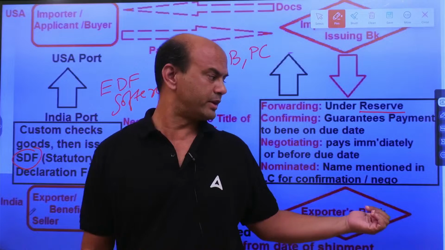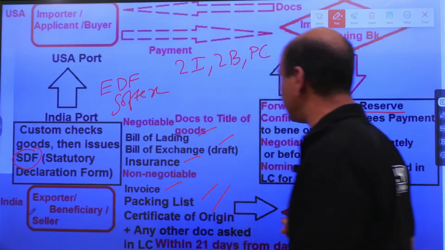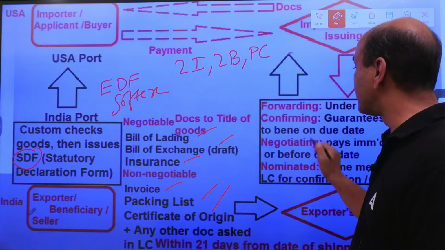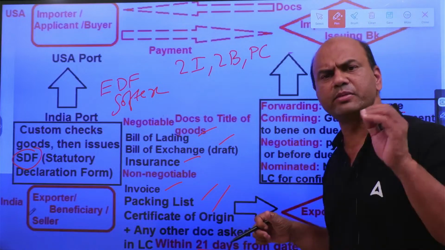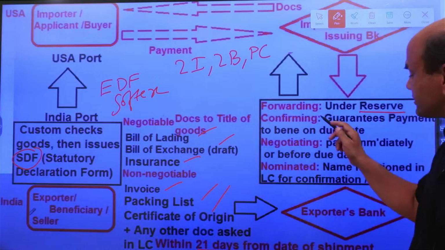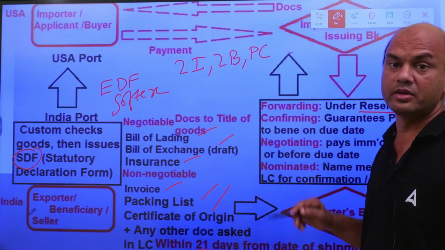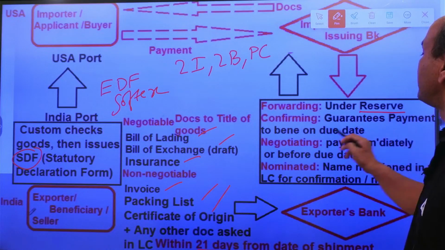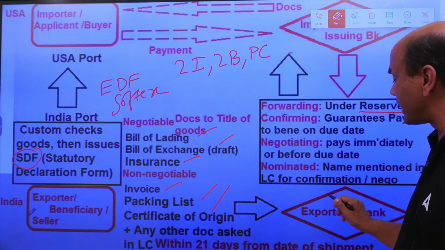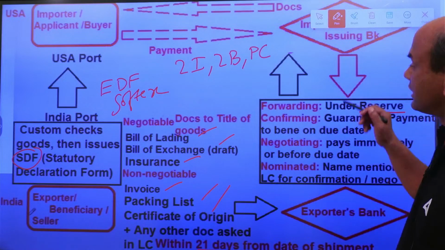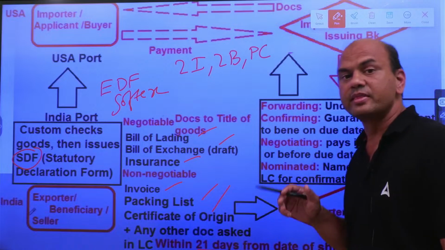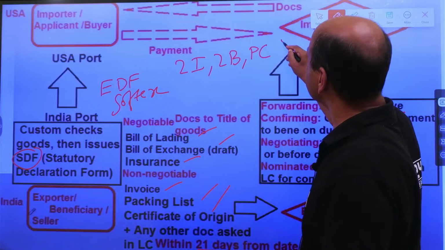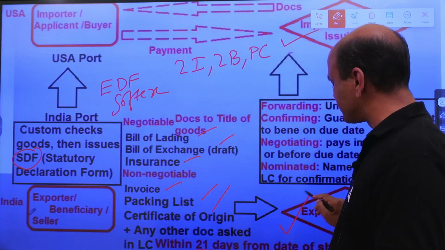If the beneficiary's bank says, whether this issuing bank pays you or not, I will pay you on the due date, then this bank is called the confirming bank. So in the confirming bank, what is happening? It guarantees payment to the vendor on the due date. Who guarantees? This exporter's bank. So in a confirmed LC, this seller or beneficiary has two guarantees: one from the issuing bank, the second from the exporter's bank.